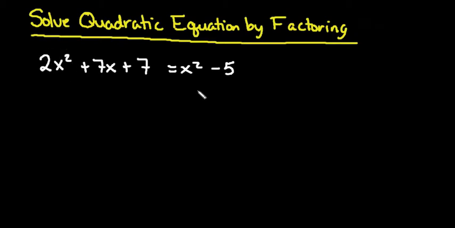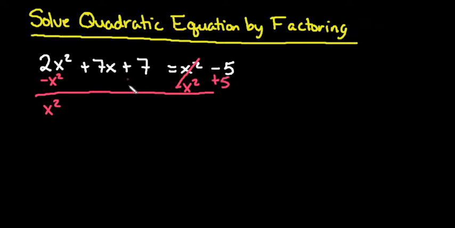So because I want the 2x squared positive, I'm going to subtract the x squared from both sides. And when I do so, this cancels out and I'm left with 1x squared, or just x squared. I'm also going to move this 5 to the other side, so I'm going to add 5 to my constant term. And so I'm going to end up with x squared plus 7x plus 12 equals 0.